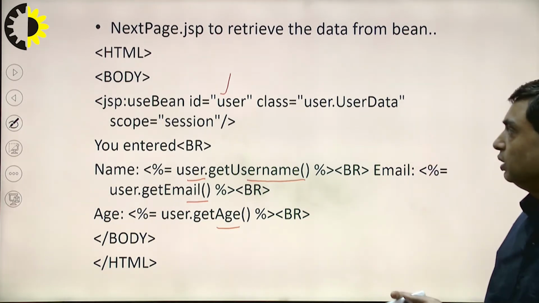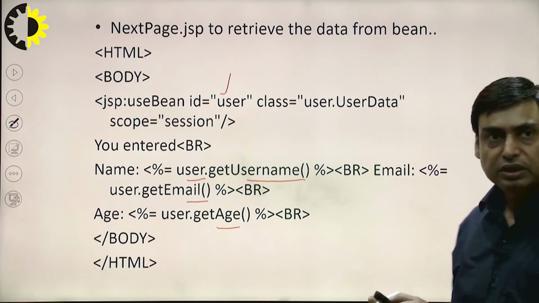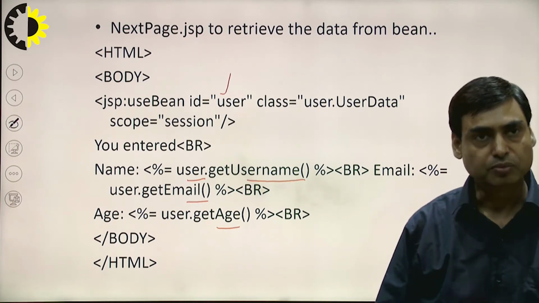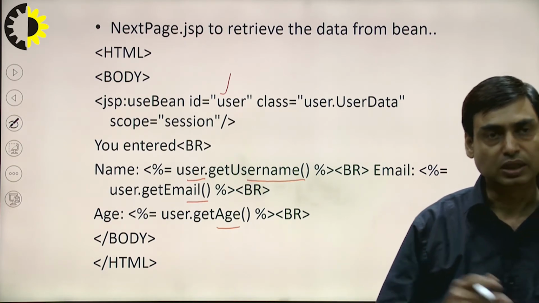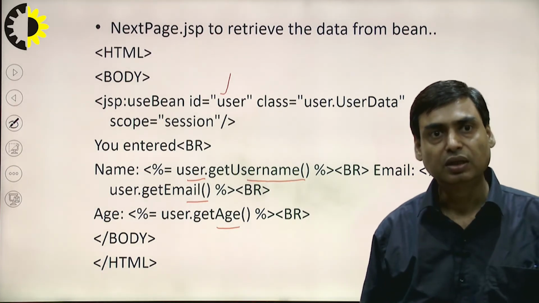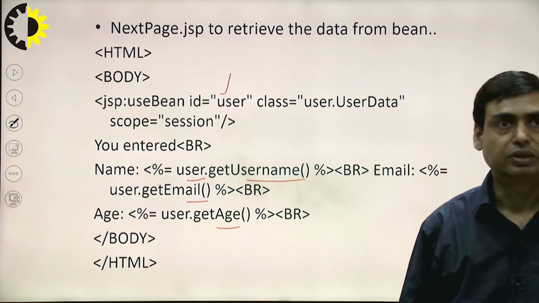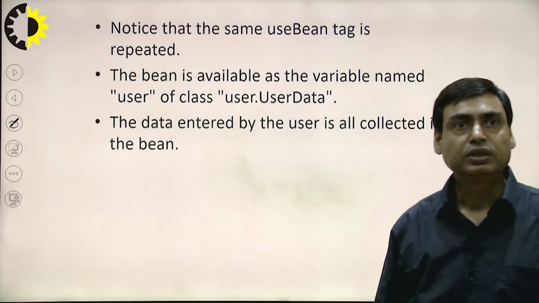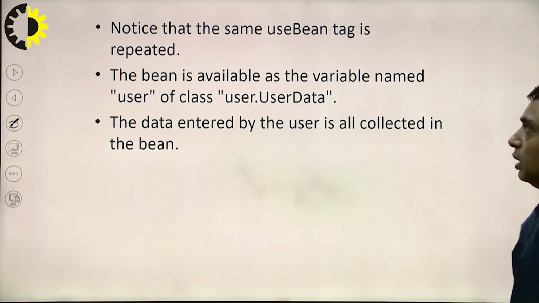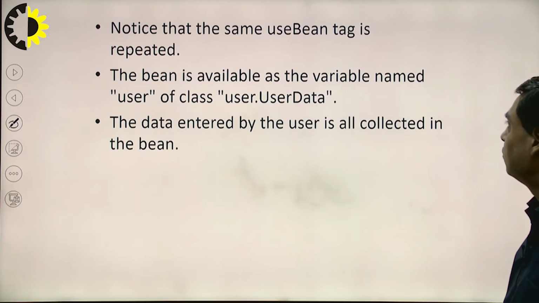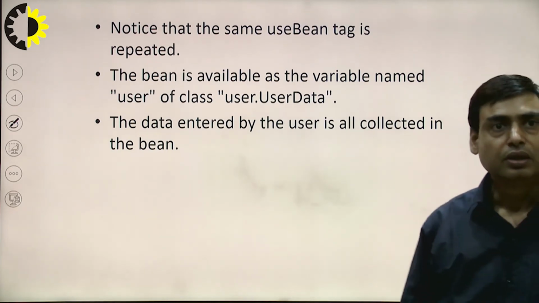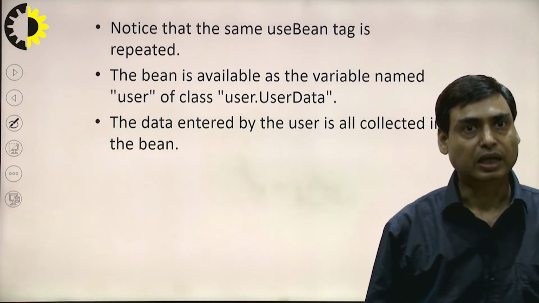So you can see with the help of scope equal to session, we can pass the object of a bean from one page to the other page and retrieve the value of the bean in the second page. Notice the same useBean tag is repeated. The bean is available as the variable name user of class user.userData. Data entered by the user is all collected in the bean.